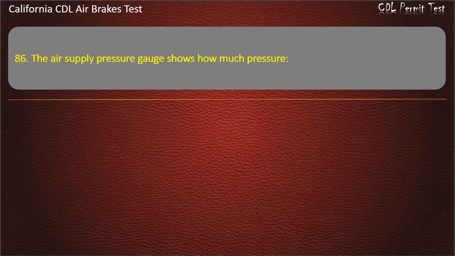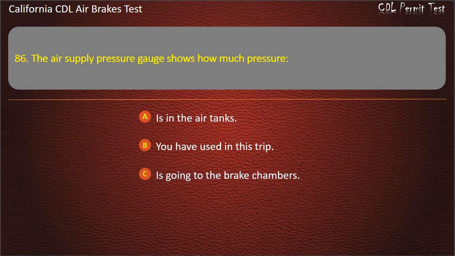Question 86. The air supply pressure gauge shows how much pressure is in the air tanks, not how much you have used in this trip or is going to the brake chambers. Answer. Is in the air tanks.